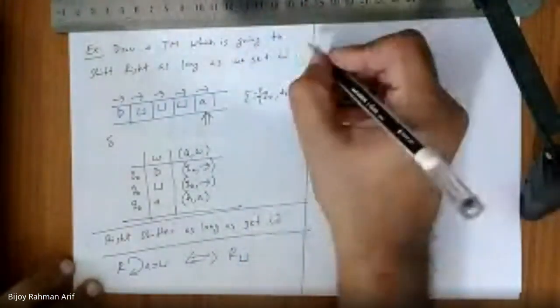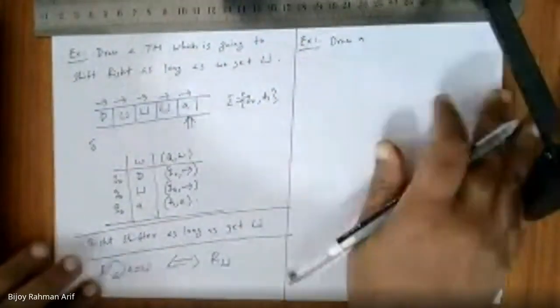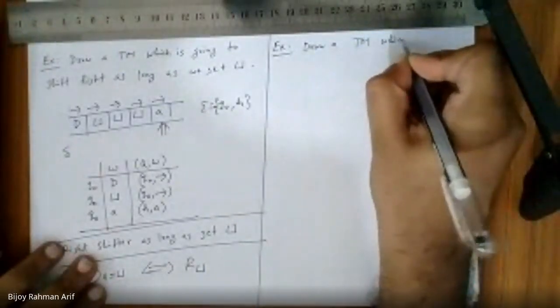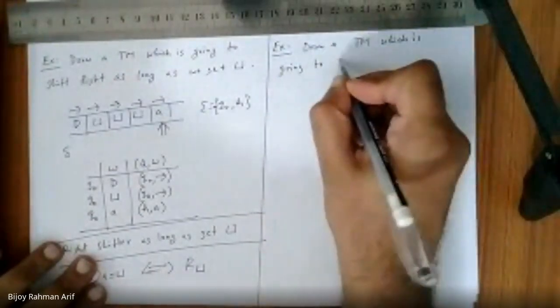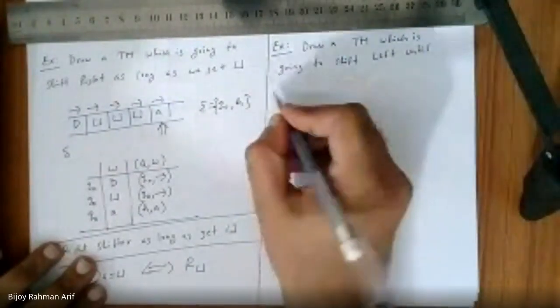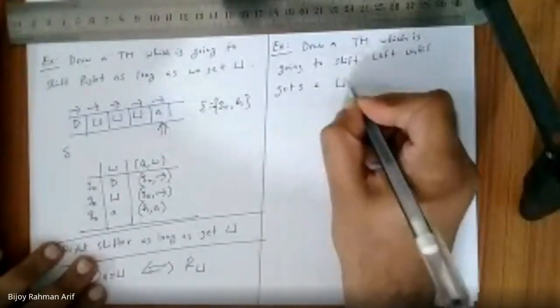Now let's go to this. Draw a TM which is going to shift left until it gets a blank. It is like this.